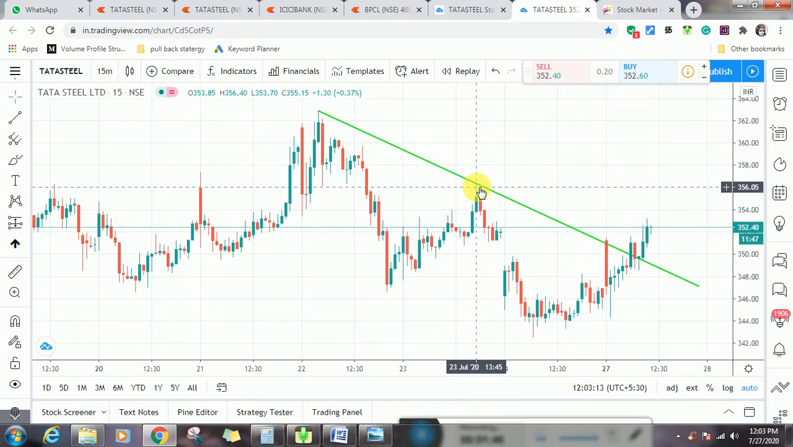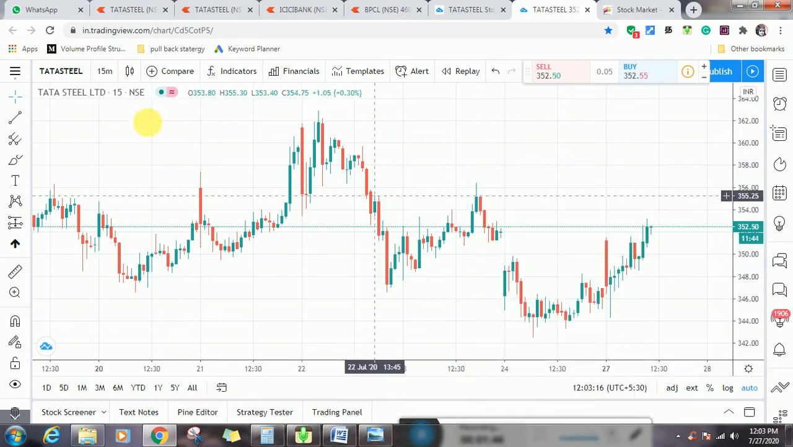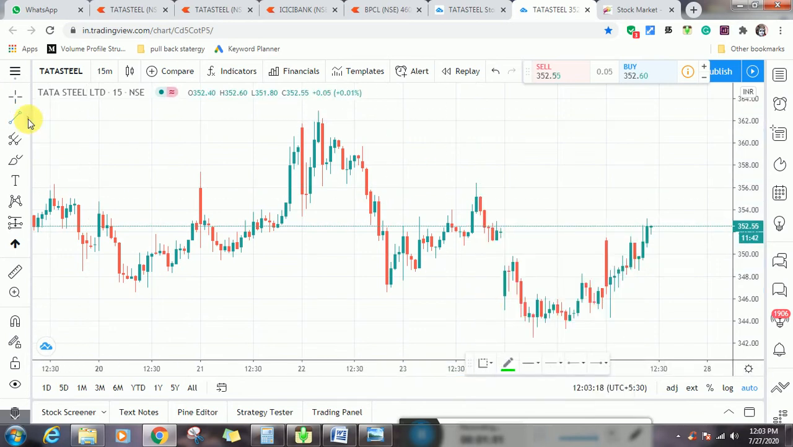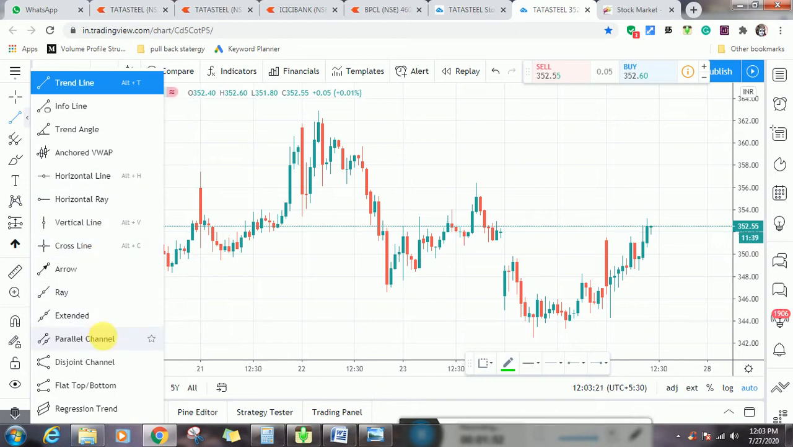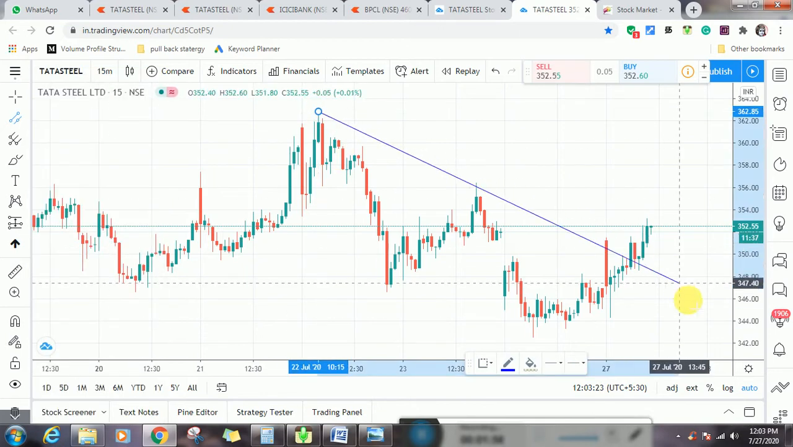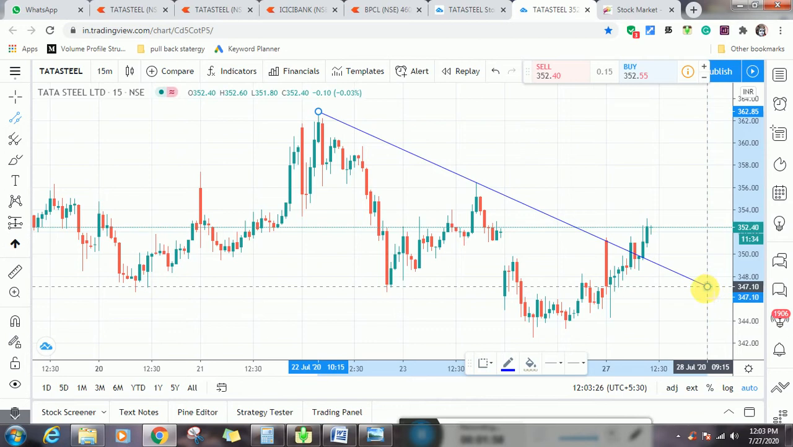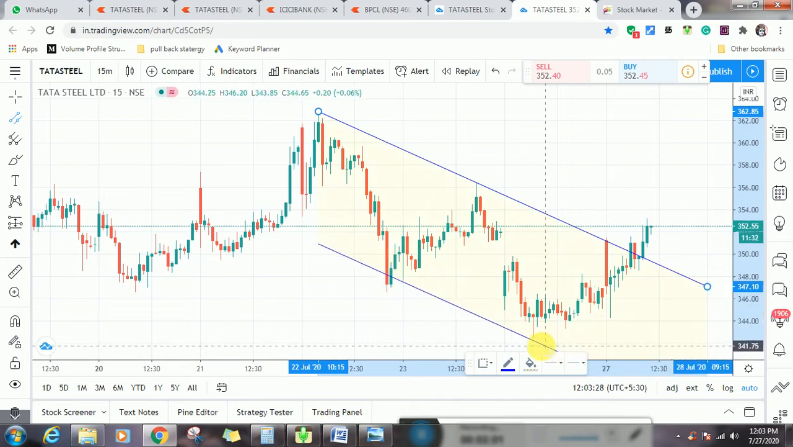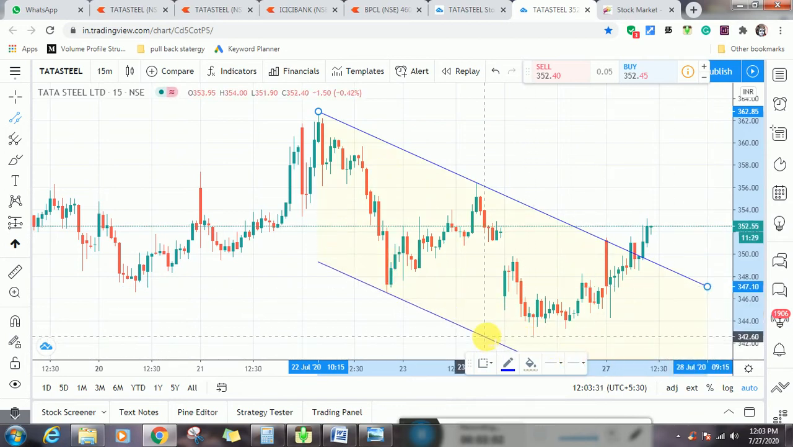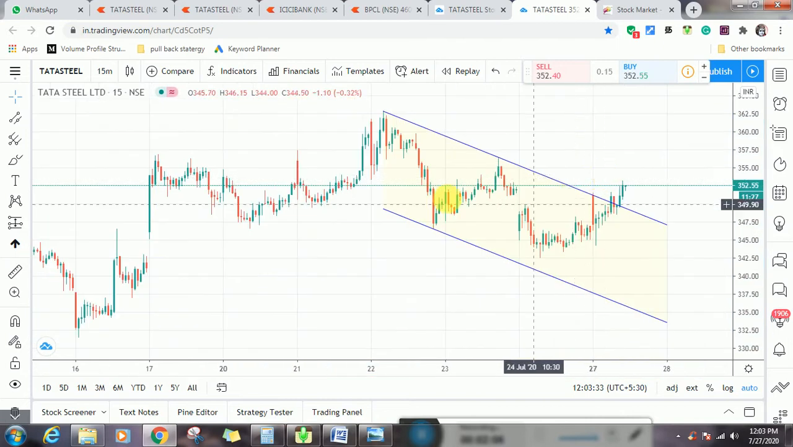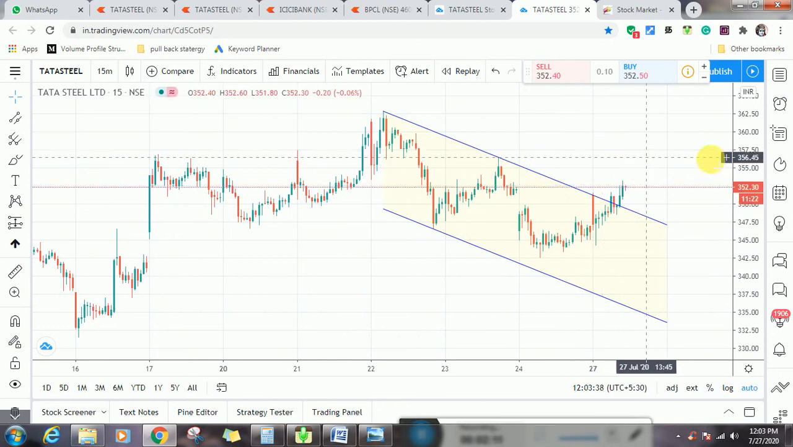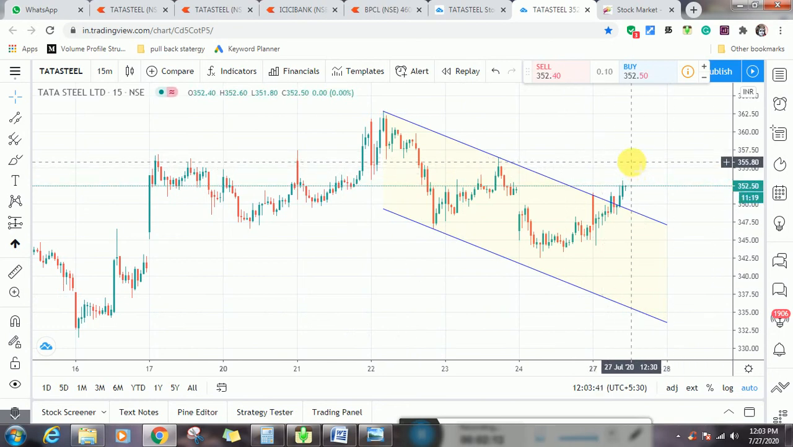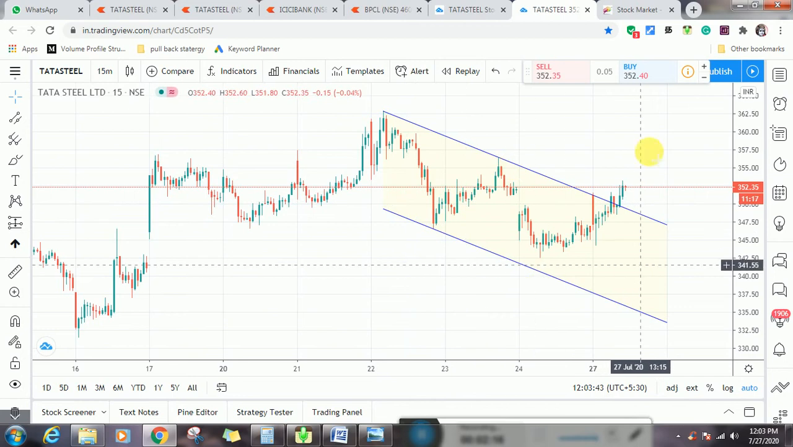Okay, you can see another view. It is also called a channel pattern. Here you can see I am drawing a channel. See here, it's a descending channel pattern. Okay, it's very simple, anyone can understand this technique. When it breaks the high, you can take entry.